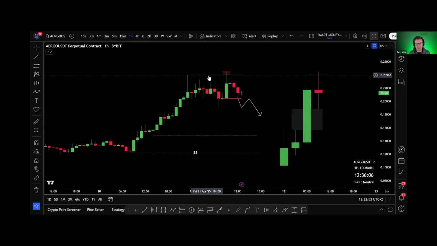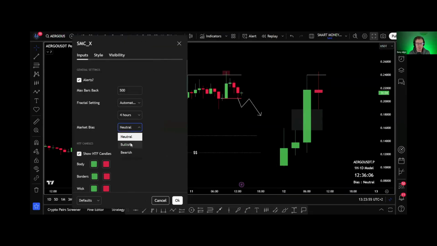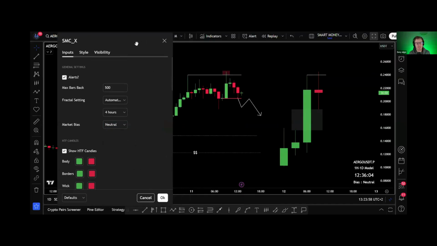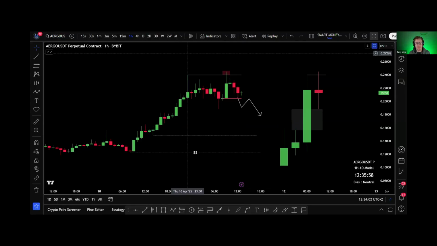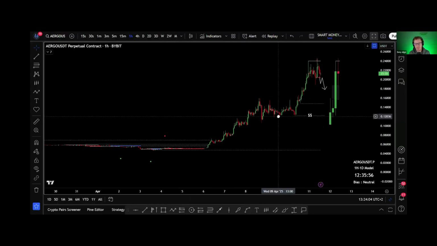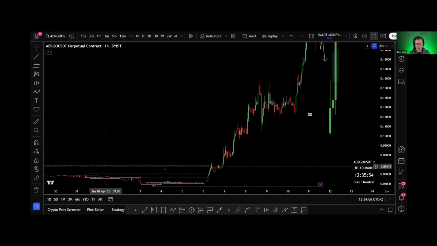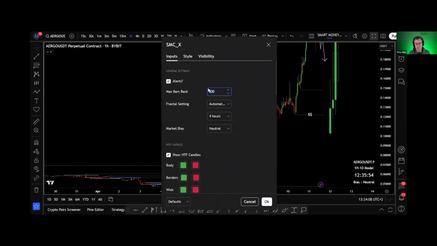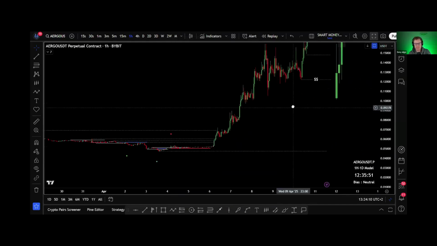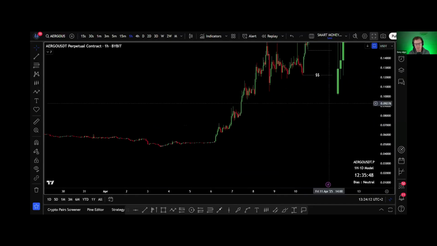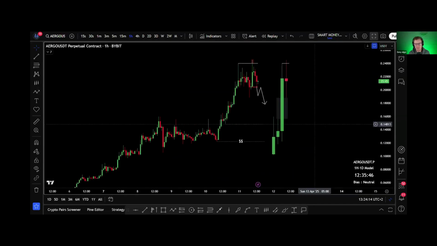So let's get back into the settings. Over here, we can choose between bullish, bearish, neutral. You can choose bars back. So if you want to see more of the setups, you can just go more bars back and it'll show you more. If you want less, you can just put less, like 100, and you'll see that it'll clear up all of those and it'll only show you the most relevant ones.